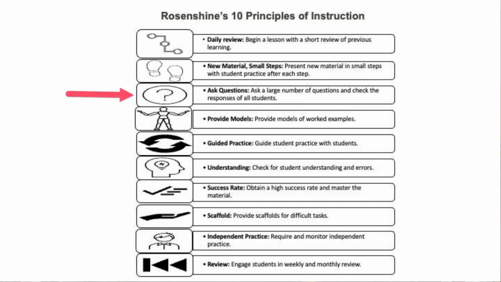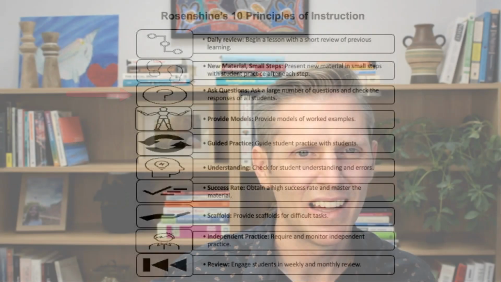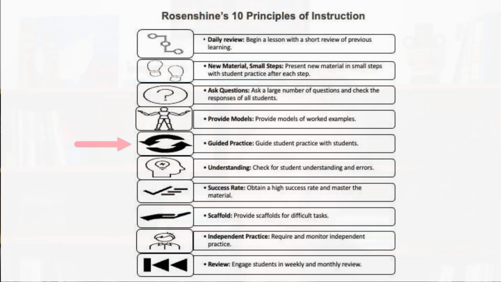Then of course we ask questions. We start to bring the students into the discussion and start to get some feedback on how they're thinking about these new ideas. Then we can provide models to our students where we can show them how these ideas look in practice, we can show them what they're applicable to, and we can model how to use those ideas ourselves.